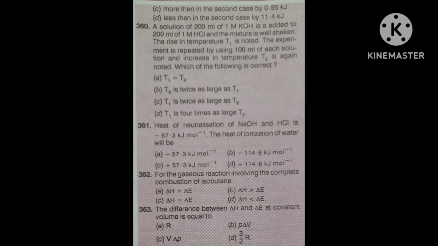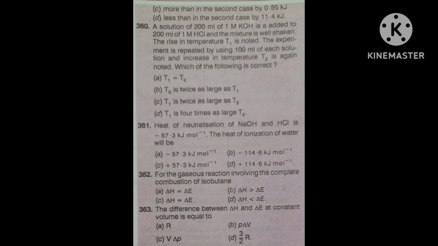You remember, for each ml T1, then 400 ml how much? 400 into T1. Then for 200 how much? It will be 200 T1. In the second case, heat evolved will be half of the first, because amounts are half, meaning 200 T1, both in terms of T1.